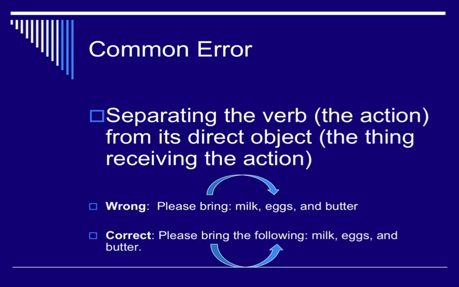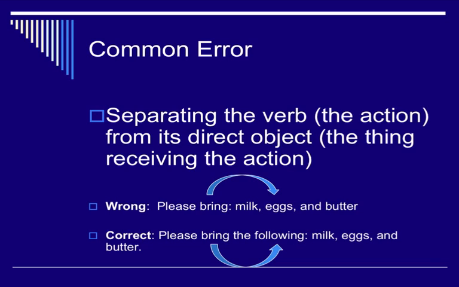But you can do it this way. "Please bring the following: milk, eggs, and butter." And the reason is that "please bring the following" could be a complete sentence. We could put that on its own with a cap and a period. It does have a subject and a verb, and it does express a complete thought. "Please bring the following." Period. Therefore, we could add the colon, and then we can follow that with the list.